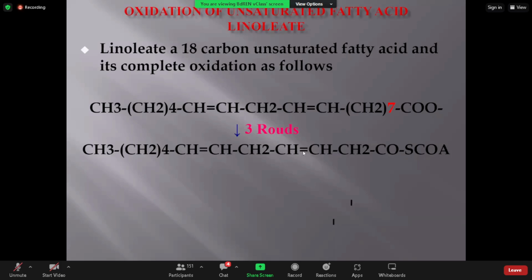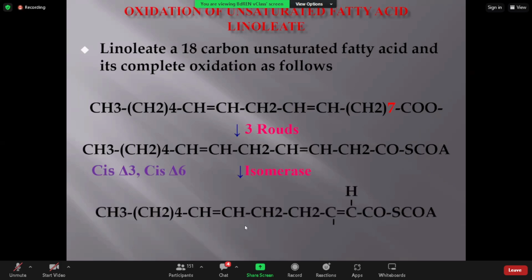You have to shift this double bond from here to there, and this double bond position can be oxidized and 2 carbon may be released. This happens by the isomerase enzyme. The double bond position, from 1, 2 and 3, from this 3 carbon is shifted into the 2 carbon position, from 3 carbon to 2 carbon. This is 2 carbon, 1, 2.